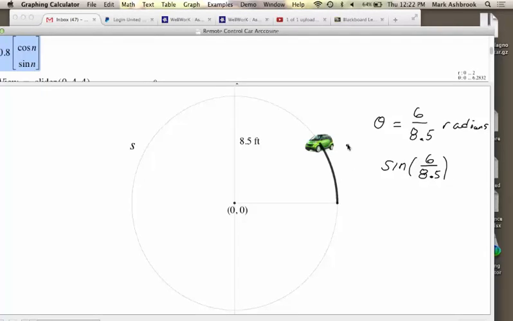Okay, how can we express how many feet the car is now above the horizontal diameter? No calculator, we want to express it as a number of feet. Yeah, Elise. Right, so if this is the fraction of a radius length, then we're going to take that fraction of 8.5. This should make sense. So that's feet.